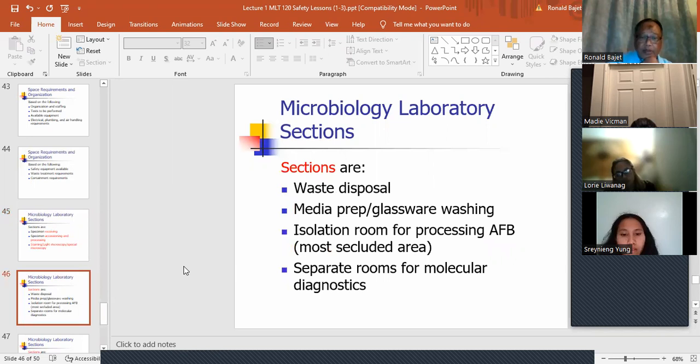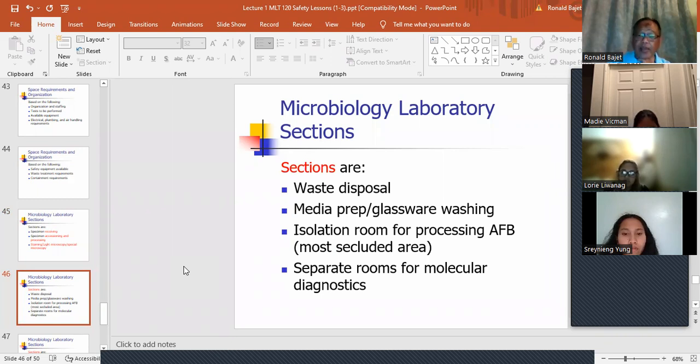Sections in the laboratory include waste disposal. As the CLS is done reading their cultures, they throw their junk cultures away into their biohazardous waste. Then they bag it up, and that waste has to be put into a special area for waste disposal. Otherwise, the laboratory is going to smell. Media prep and glassware washing could be another area in the laboratory.